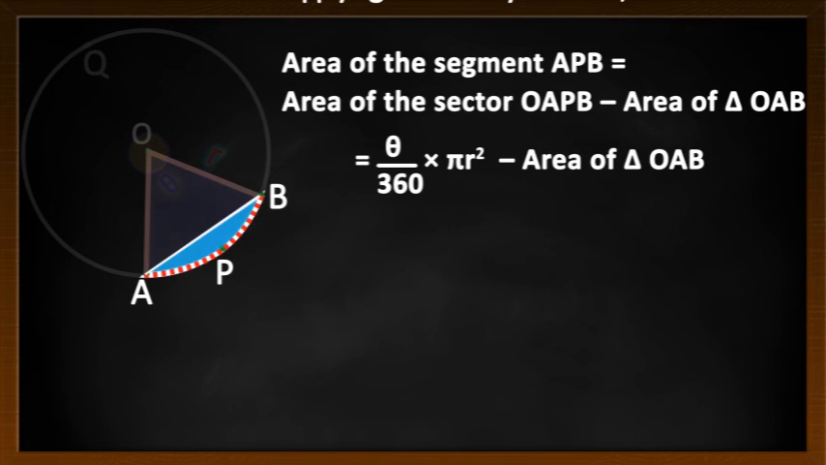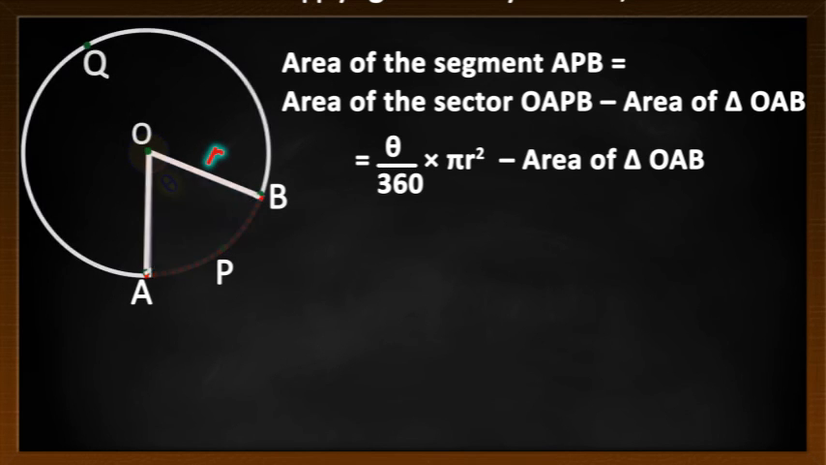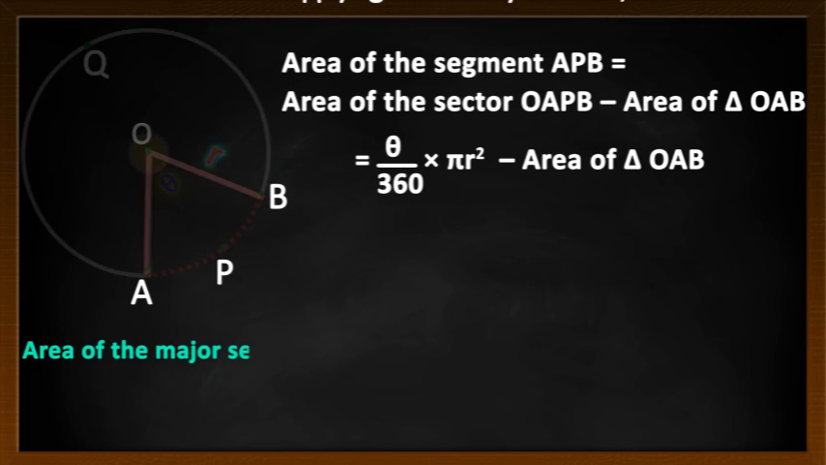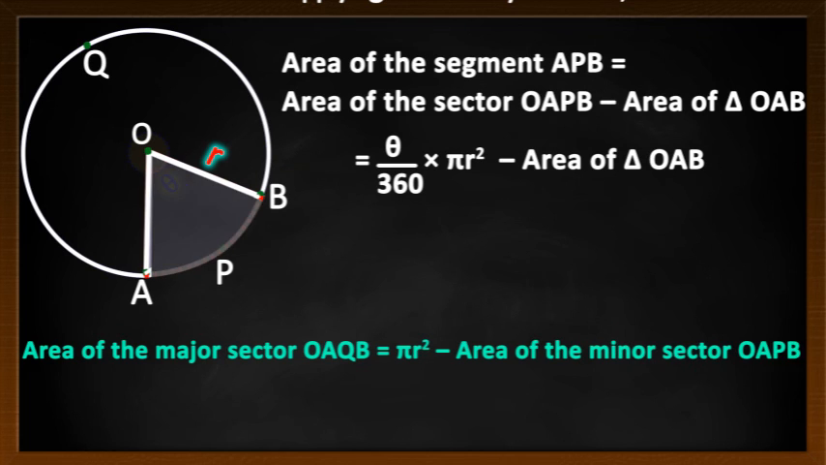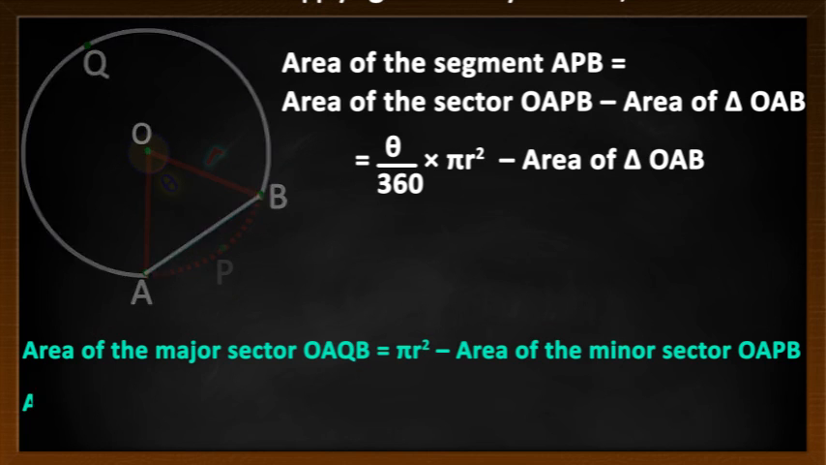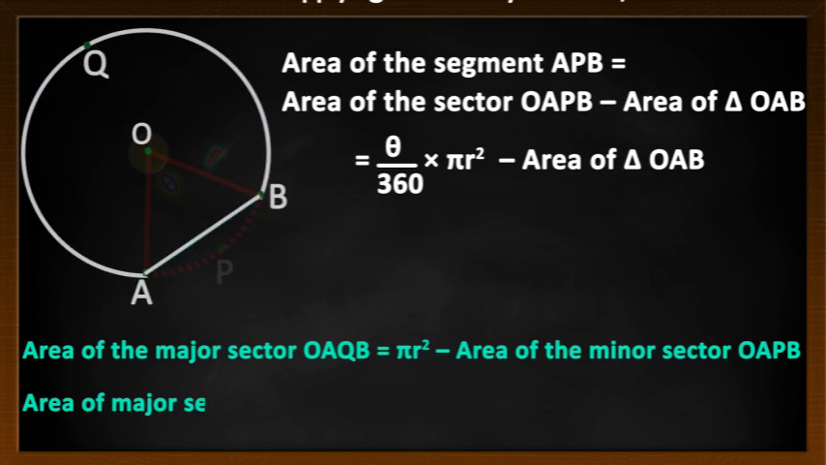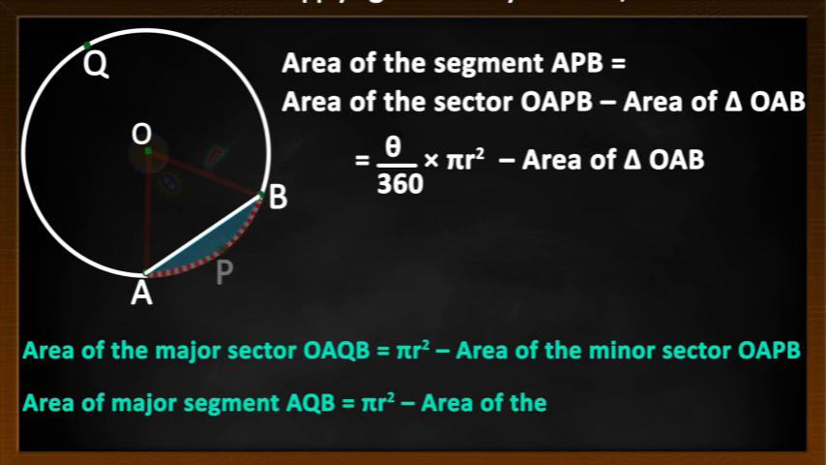From the figures, we calculate the area of the major sector OAQB as equal to pi r square minus the area of the minor sector OAPB, and the area of the major segment AQB is equal to pi r square minus the area of the minor segment APB. Let us take some examples to understand these concepts.